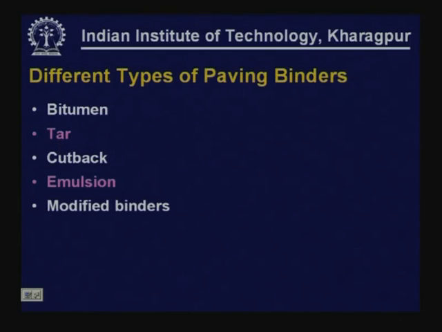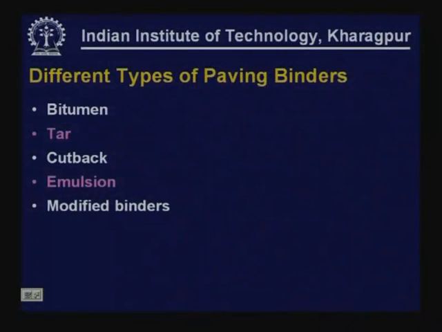There are various types of paving binders. As we understand from the word binder, this is a material that is used to bind. We are especially talking of pavement binders that are used in flexible pavements, where we normally use bituminous binders. Of course, in cement concrete pavements, the binder used is cement, and in other stabilized layers, we can use lime and other types of binders.